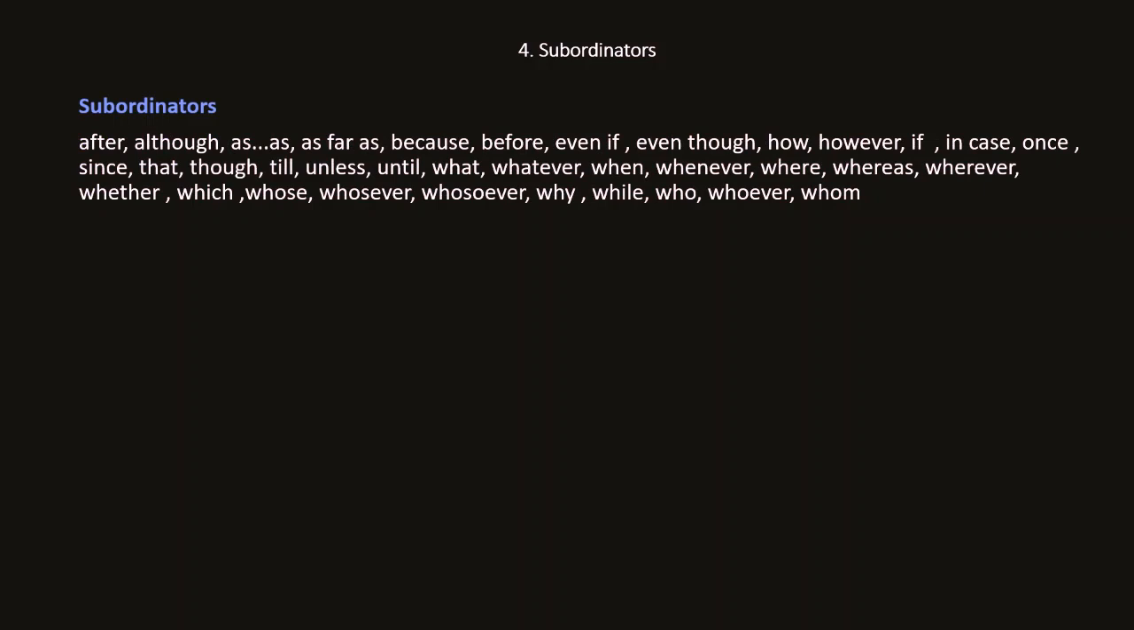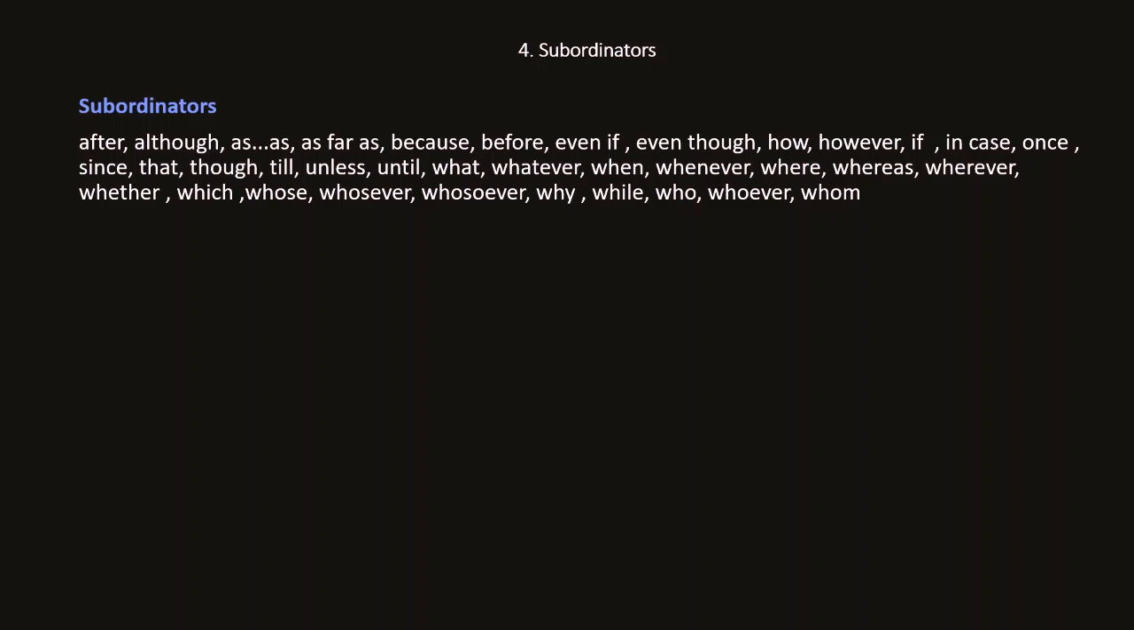Now, we begin the fourth subtopic of subject-verb agreement, that is, the subordinators or the subordinating clauses. You have a list of subordinators here. Please go through the list. You have a big list. After, although, as, because, before, even if. You could also notice that all relative pronouns are also subordinators.